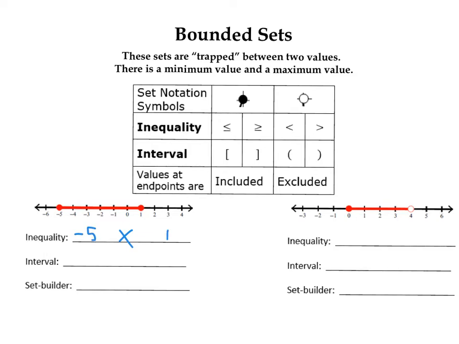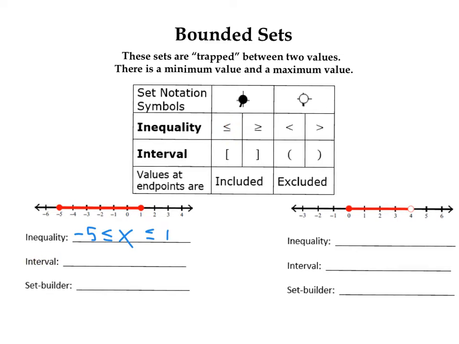Now, which symbol are we going to be using? Are we going to be using the less than or equal to symbol or just the less than symbol? Well, since it's a closed dot, we're going to be using the less than or equal to symbol. Since we're writing things from least to greatest, we're really never going to be using the other symbol, unless we have a scenario where we go to positive infinity. But when it's bounded between 2 values and you're using the smallest and the largest, we're going to be using the less than symbol.